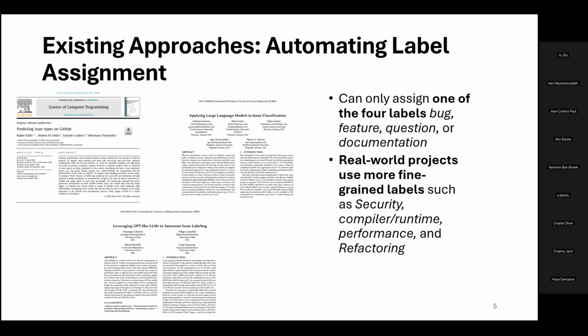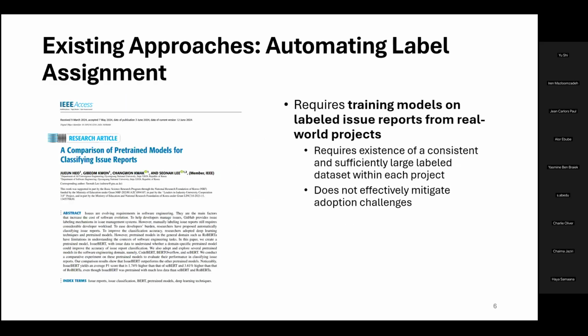categorize issue reports into more fine grained categories. And so this one actually does do that. It pre-trains its BERT models on actual labeled issue reports. But the problem with that is that it requires the existence of a consistently large and sufficiently labeled database for the project. So your issue reports already have to be labeled correctly so it can learn from that, and then it can use that to label new issue reports. So that doesn't really mitigate the adoption challenges because you've already needed to have consistent labeling practices.